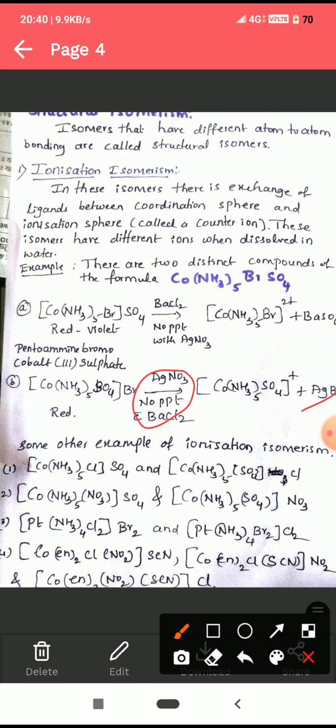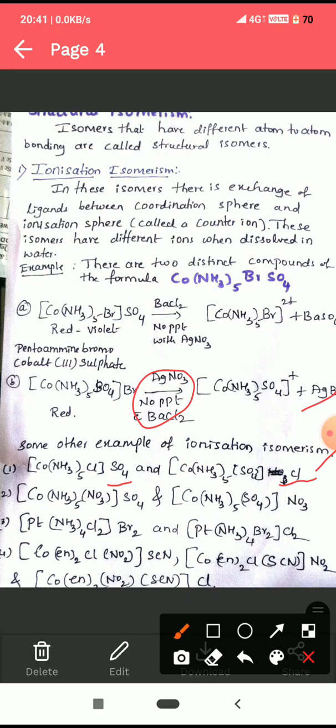Some other examples of ionization isomers. In the first example, in the ionization sphere there is a sulfate. Here in the ionization sphere, Cl. It means this one reacts with barium chloride and the second one reacts with AgNO3. They give different kinds of ions in a solution.